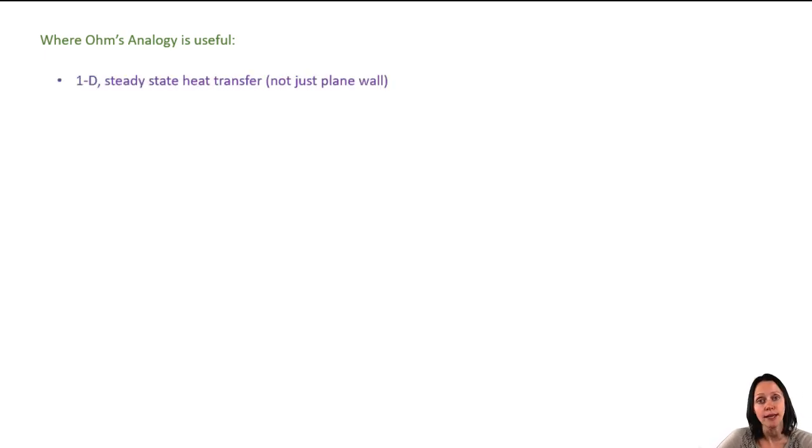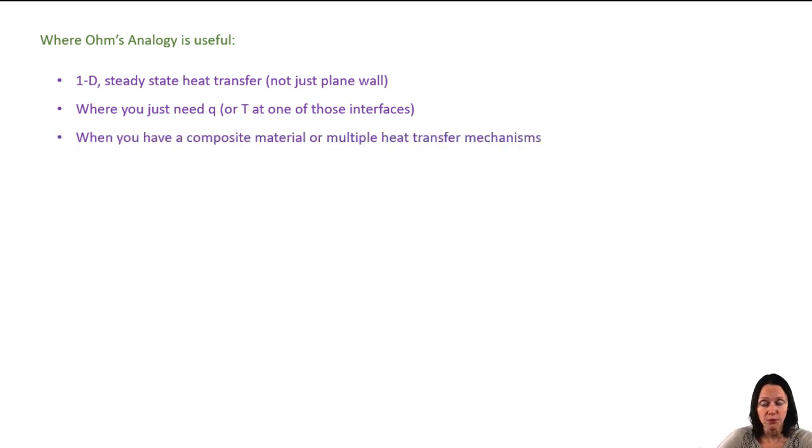So where Ohm's analogy is really useful is if you have 1D steady state heat transfer. And what we'll see in the upcoming videos is that we can extend the concept of thermal resistances to cylindrical and spherical coordinates as well. If you have 1D steady state heat transfer, it's a really useful way to get the heat transfer rate, or one of the temperatures between the interfaces or surfaces, or required temperature or required thickness, or something like that. As you saw, it's a really nice way to simplify the analysis for composite walls or 1D systems with multiple heat transfer mechanisms. It has its limitations though.